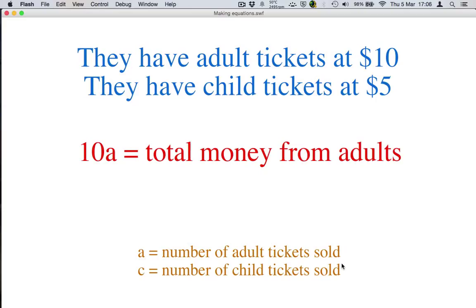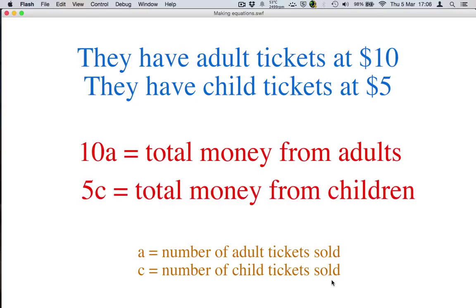They also have child tickets at $5. And we said that C is the number of child tickets sold. If they sold 1 child ticket, they get $5, 1 times 5. If they sold 2 child tickets, they would get 2 times 5, which would be $10. They sold 3 child tickets, 3 times 5, so that would be $15. But they're selling C child tickets, so that would be 5 times C, which would be 5C. And that would be the total money from children.